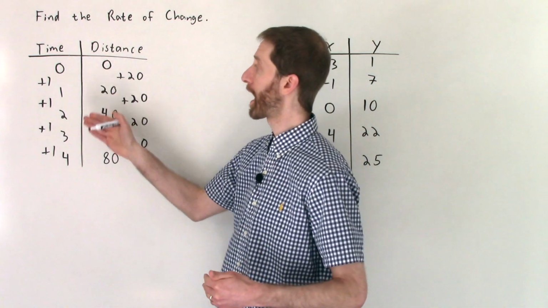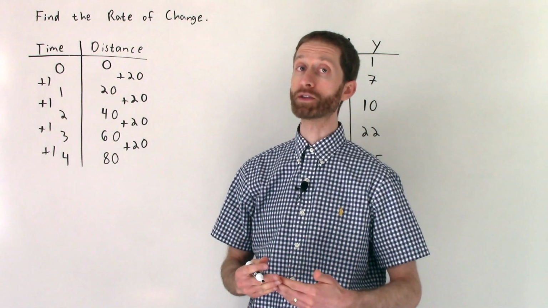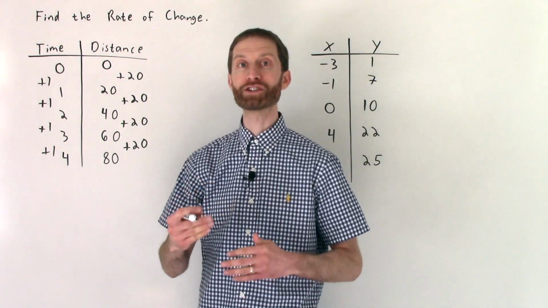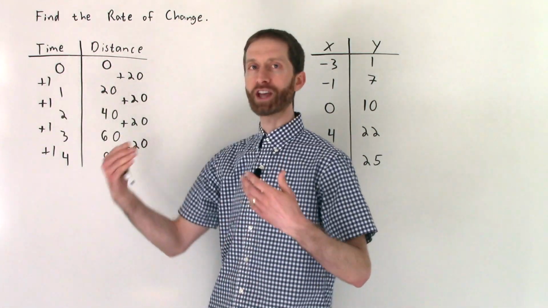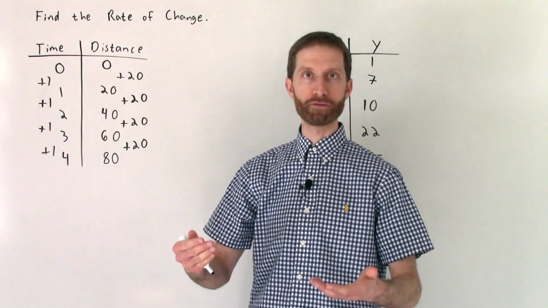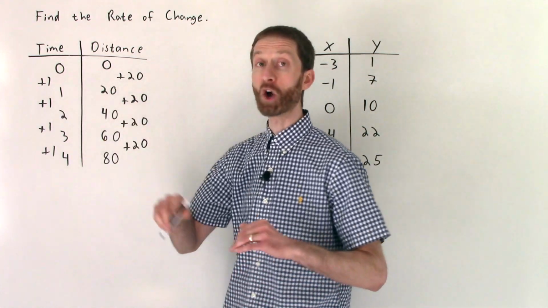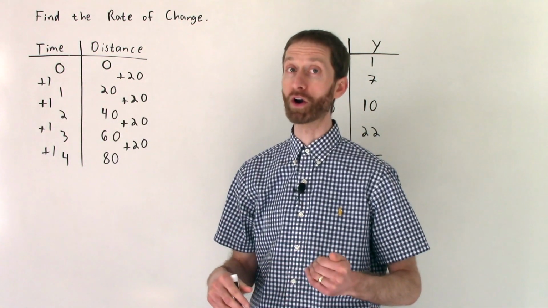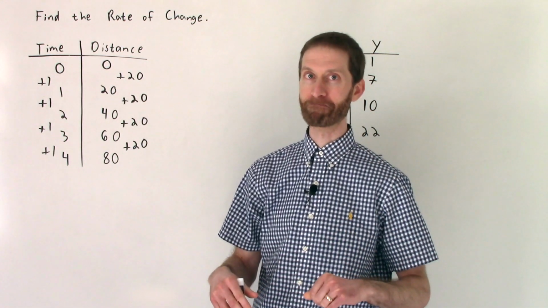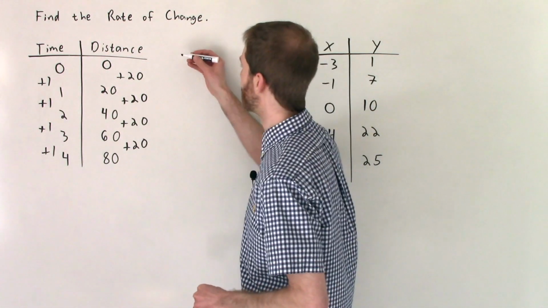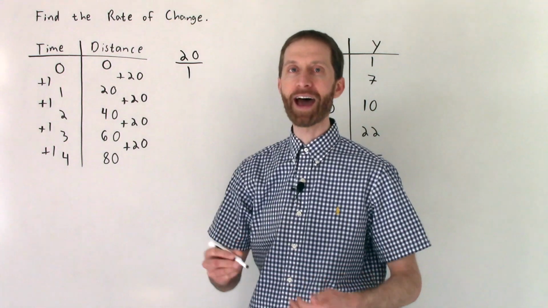The changes in time, we go up by 1 each time. The changes in distance, we go up by 20. So now we're going to change this into more pattern speak. Basically, for every 1 second or hour or whatever unit of measurement we're using, for every 1 that we go up in time, we go up 20 in distance, or 20 in distance for each 1 in time. That's the rate. 20 for every 1. And that is your rate of change.